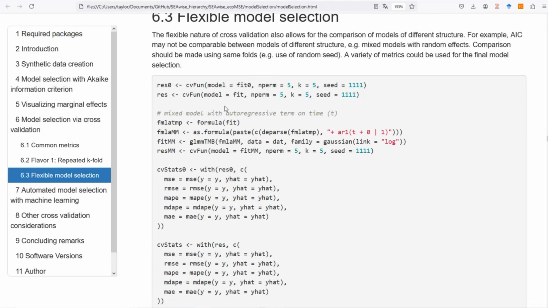But in any case, sometimes when you are fitting models of different structure, you cannot compare their AIC directly. So I'm not sure if it's the case in this GLMM TMB, but in some mixed models, you might get a drastically different AIC than a similar linear model due to the addition of these random terms in the model. However, using cross-validation, you can choose whatever metric you want to use to compare the performance of the models. And so it has that additional advantage.